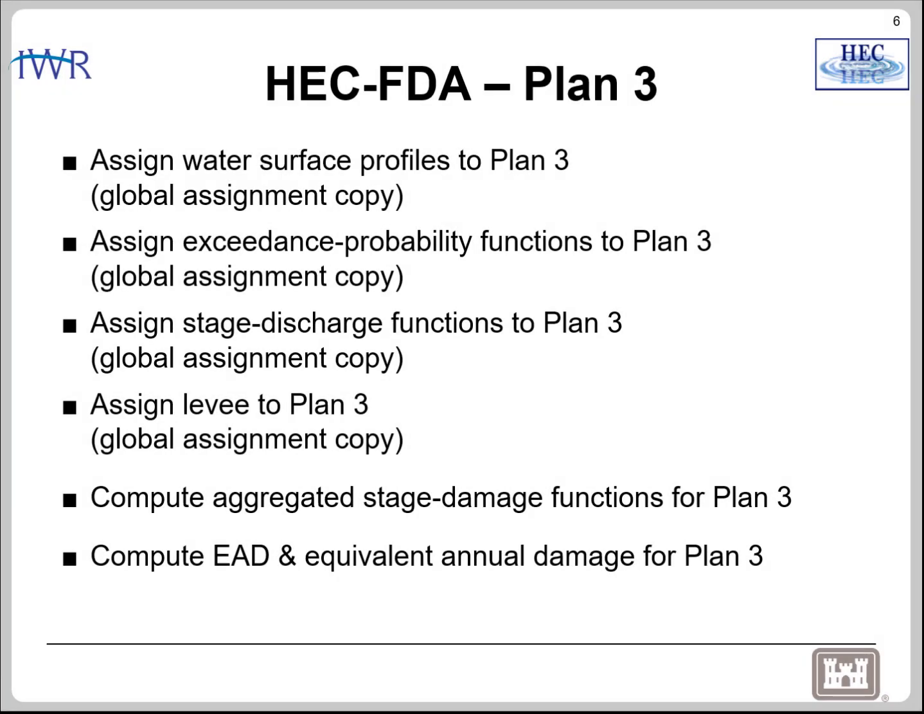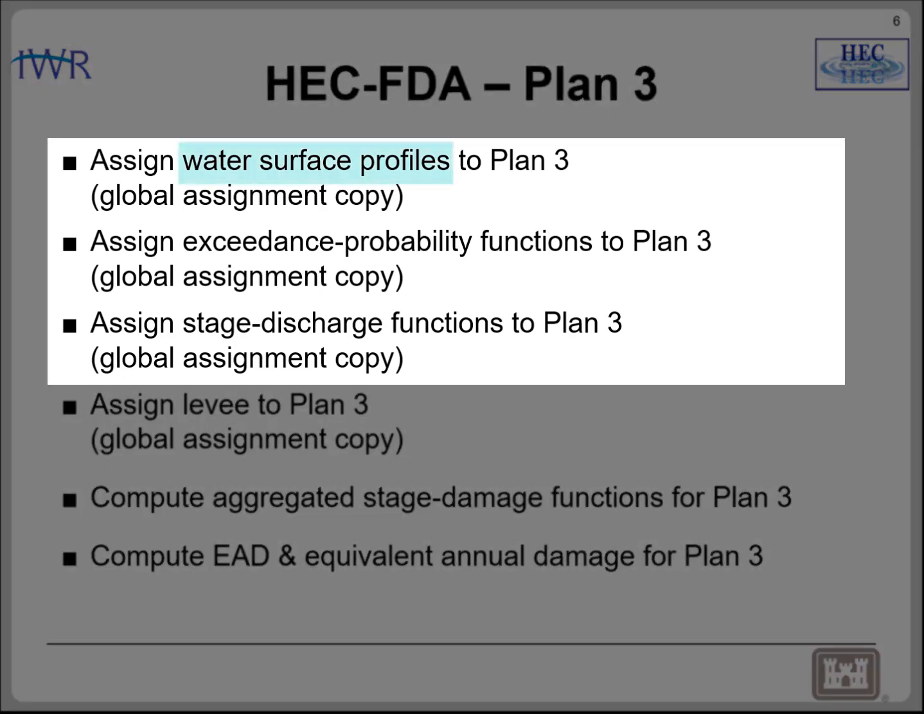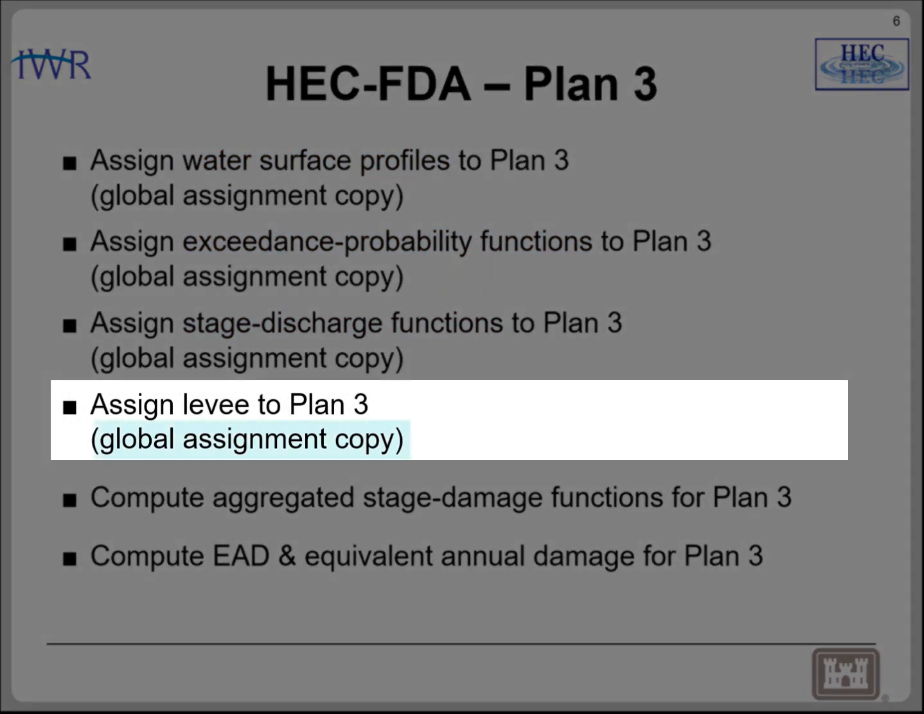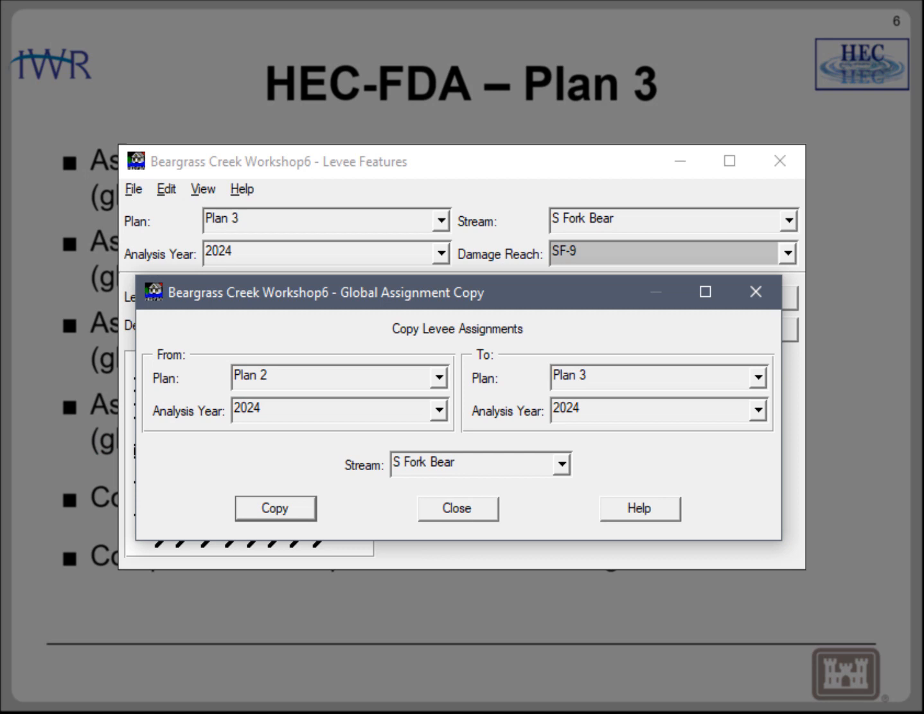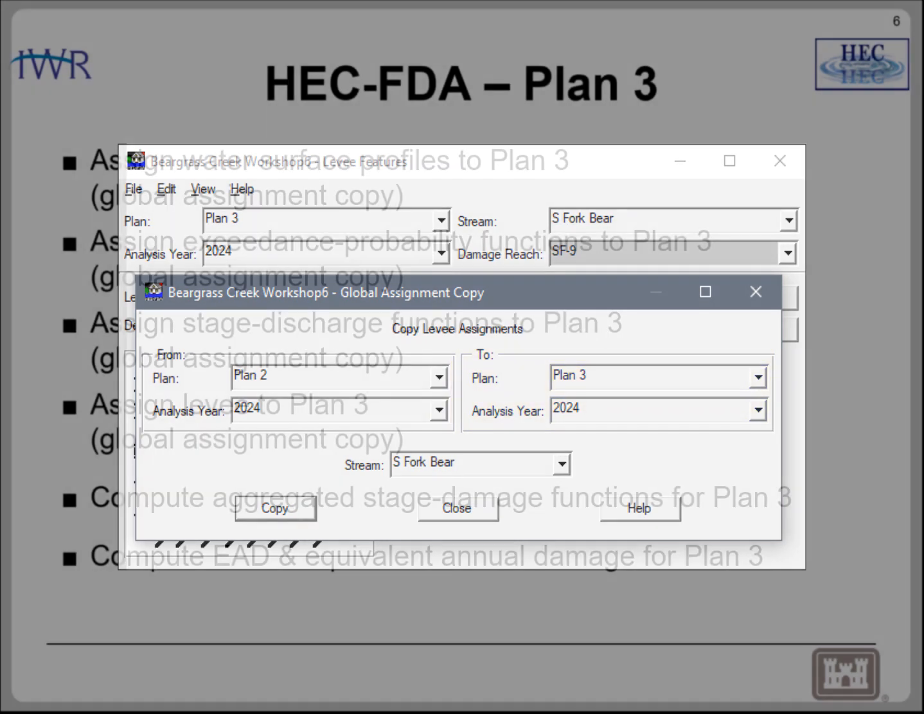In Plan 3, you will also use the global assignment copy to assign the water surface profiles, the exceedance probability functions, the stage discharge functions, and also assign the levy to Plan 3 using the global assignment copy. Again, when you're using the global assignment copy, make sure you're using the correct selections for the plan and analysis year you're copying from and to. You just want to make sure you're not overwriting data.